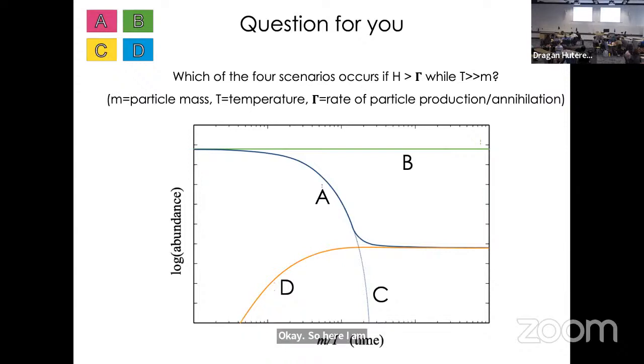So at this point, you're already constant, right? Because it's already frozen out. That's it. It's B. Okay. It's weird, right? It is.